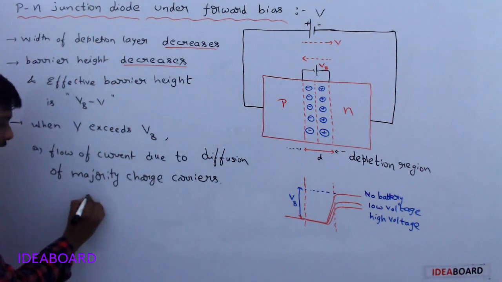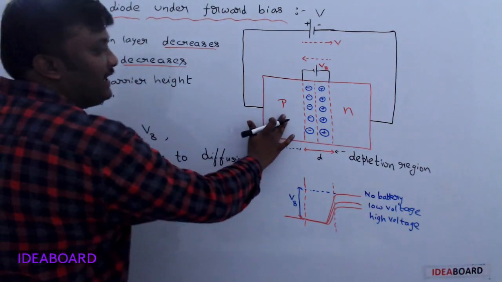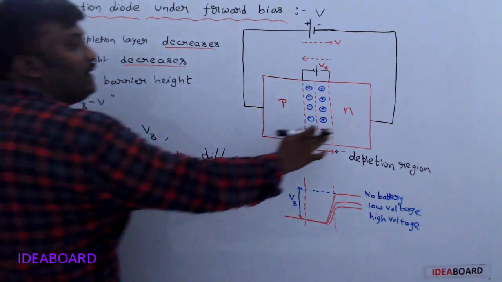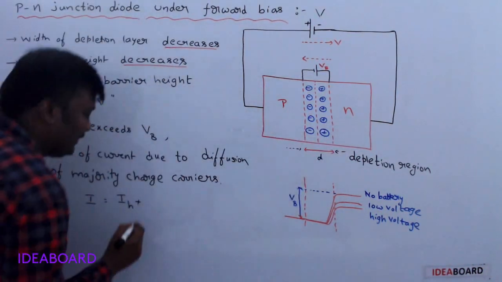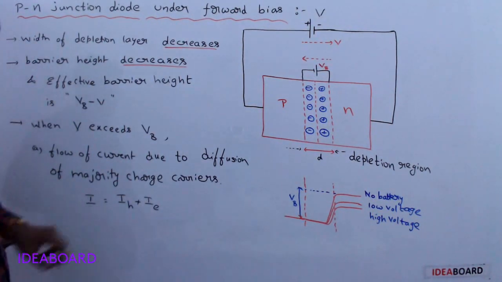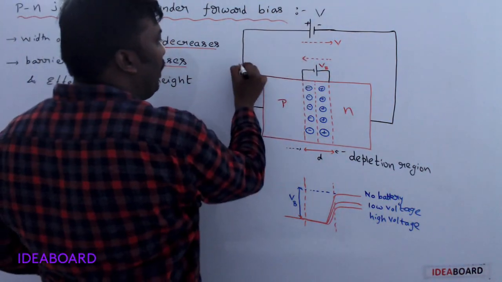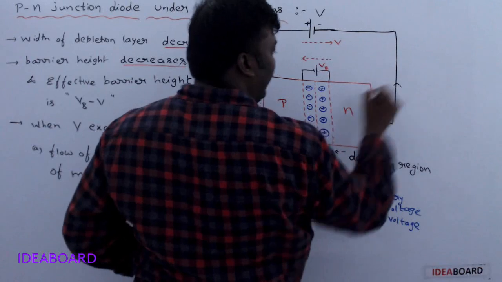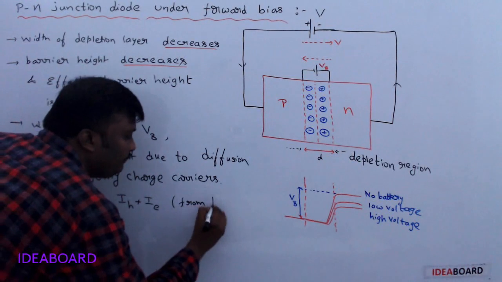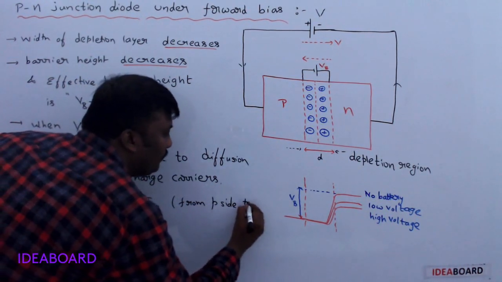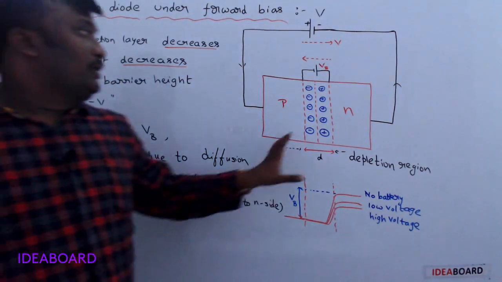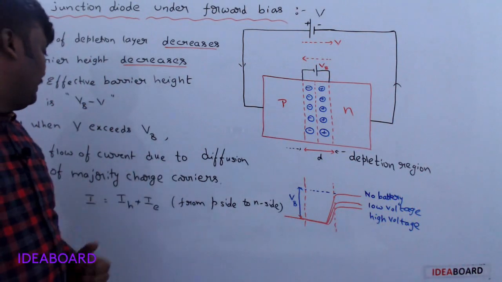The total current I: here the majority charge carriers are holes, so that is the hole diffusion current. Here the majority charge carriers are electrons, so that is the electron diffusion current. The direction of current is from positive to negative, so from the P side to the N side. Understand? So the current is due to majority carriers.